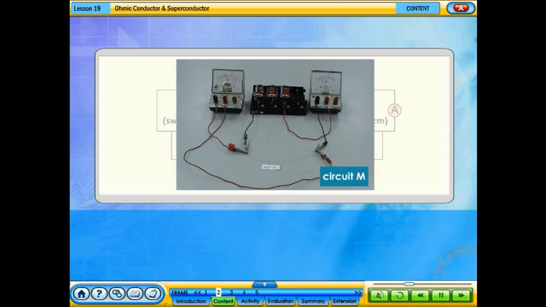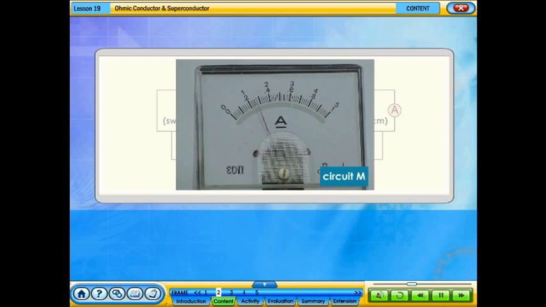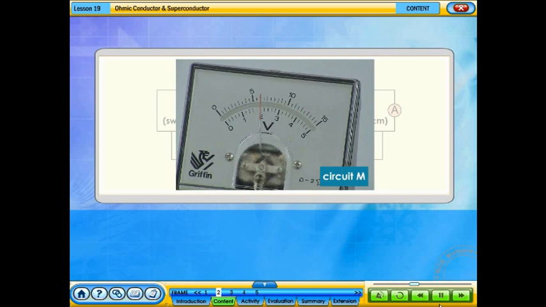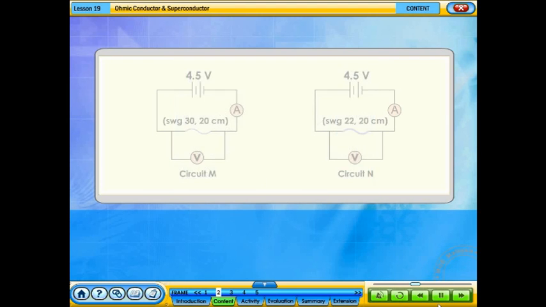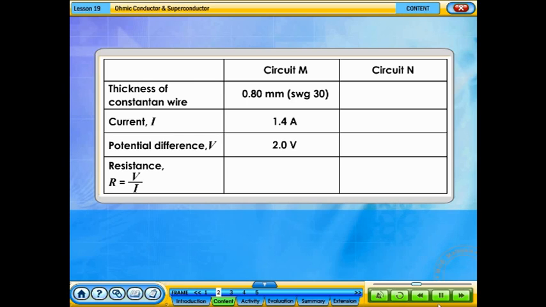Note the readings of the ammeter and voltmeter in circuit M. Use these values to calculate the resistance of the wire. The ammeter reading is 1.4 ampere and the voltmeter reading is 2 volts. The resistance of the wire of SWG30 in circuit M is 1.43 ohms.